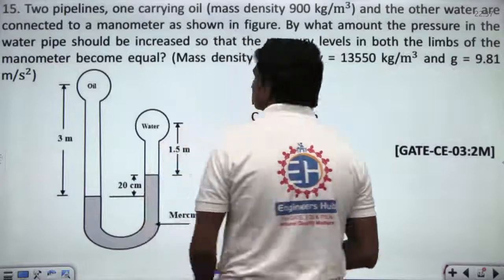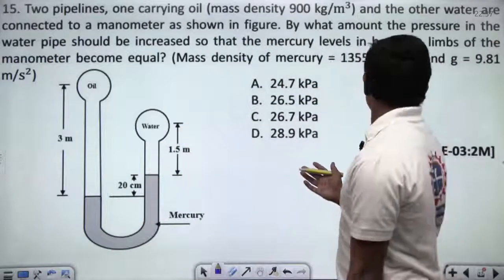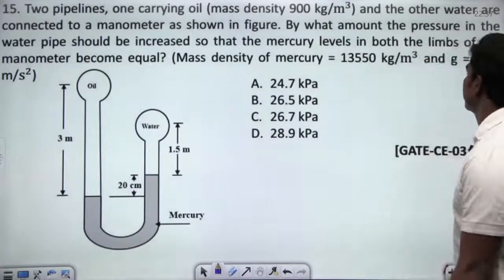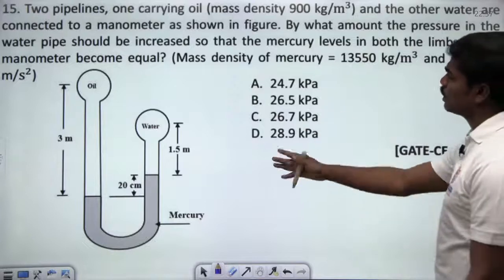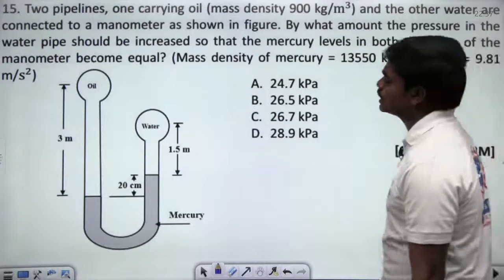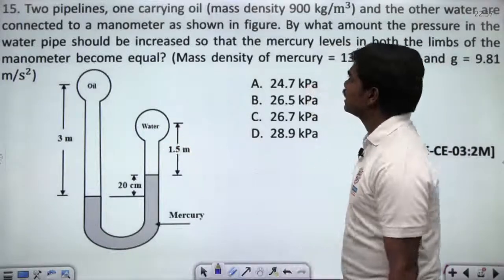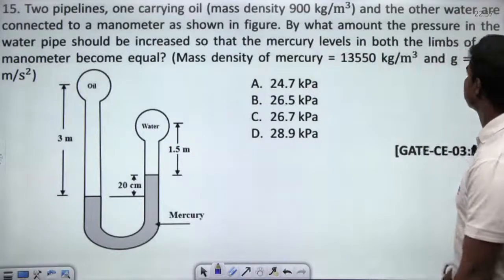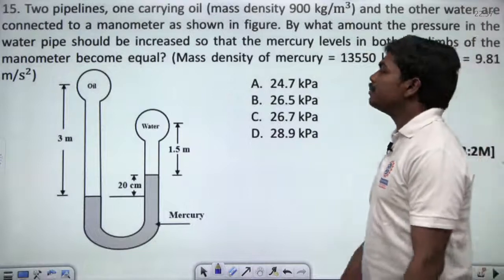Two pipelines, one carrying oil of mass density 900 kg per meter cube and the other water, connected to a manometer, are shown in the figure. By what amount should the pressure in the water pipe be increased so that the mercury levels in both the limbs of the manometer become equal?